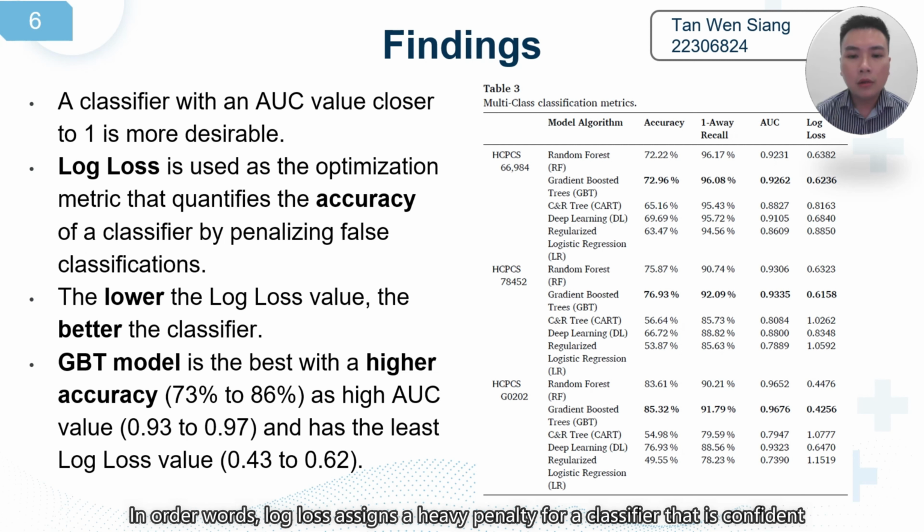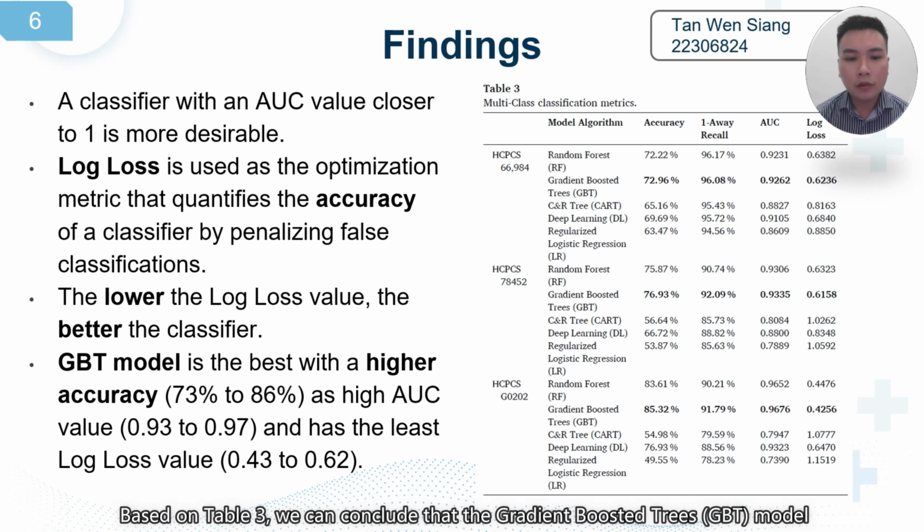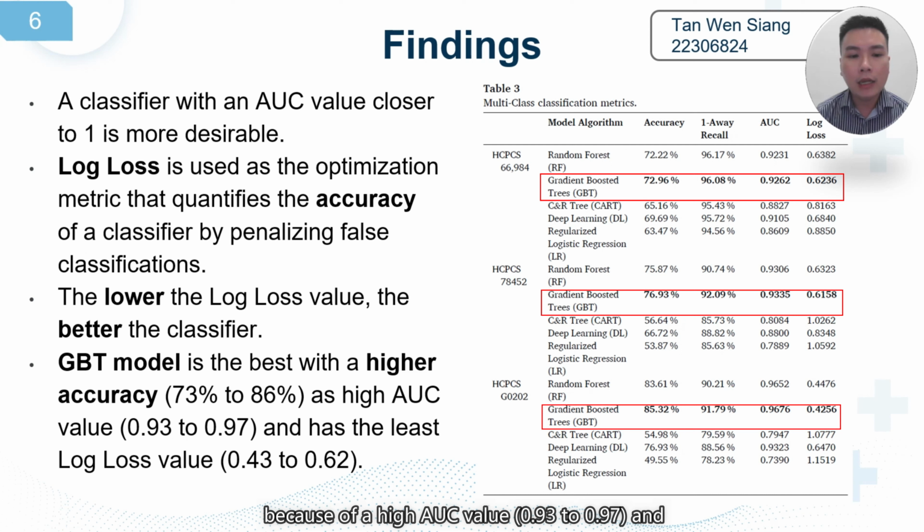In other words, log loss assigns a heavy penalty for a classifier that is confident, which is high predicted probability, about an incorrect classification. Therefore, the lower the log loss value, the better the classifier. Based on Table 3, we can conclude that the gradient boosted tree model performed the best for all 3 procedures, with high accuracy of 73% to 86% because of a high AUC value of 0.93 to 0.97 and the lowest log loss value of 0.43 to 0.62.